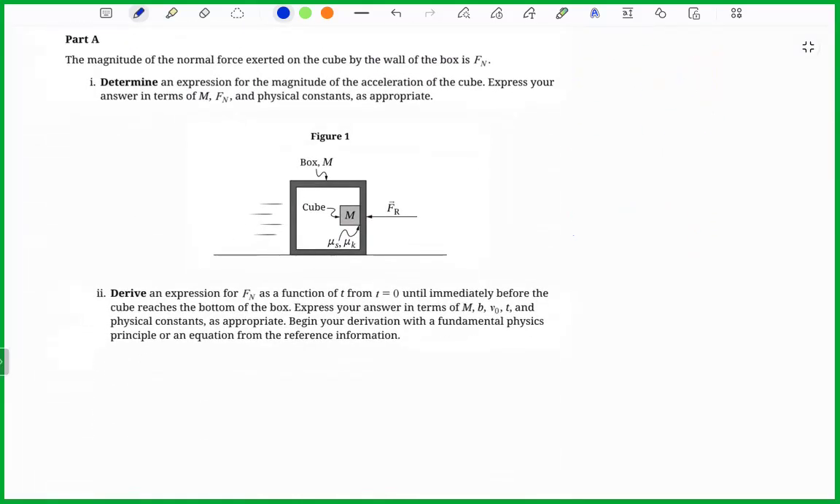So in part 1, we're asked to determine an expression for the magnitude of acceleration of the cube and to express our answers in terms of m, Fn, and any physical constants as appropriate. And so I'm going to try not to overthink this. We're being asked for the acceleration of the cube, so let's consider what forces act directly on the cube.